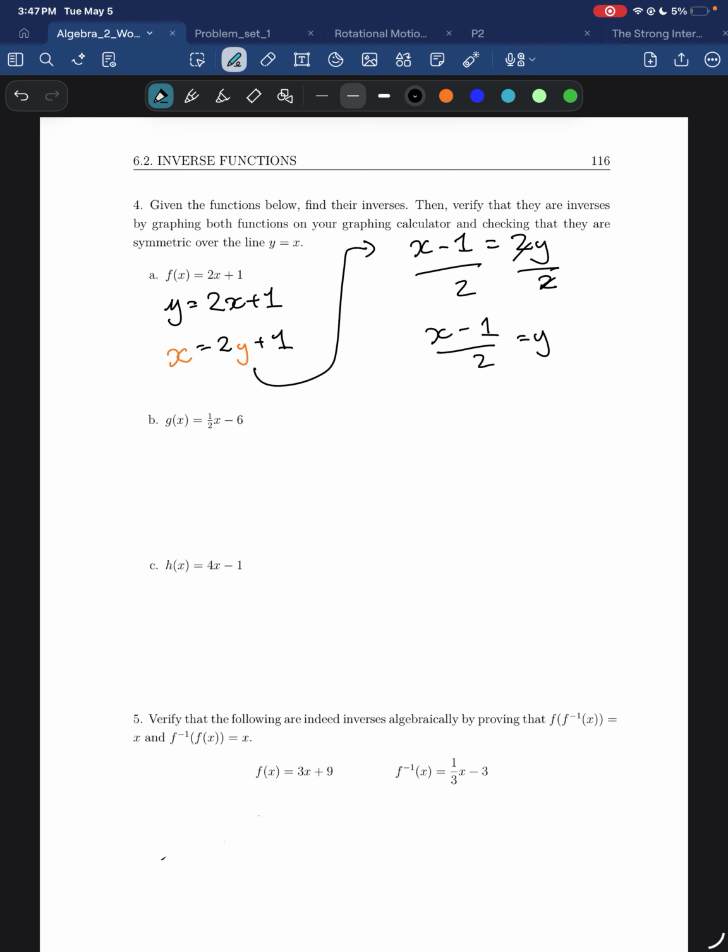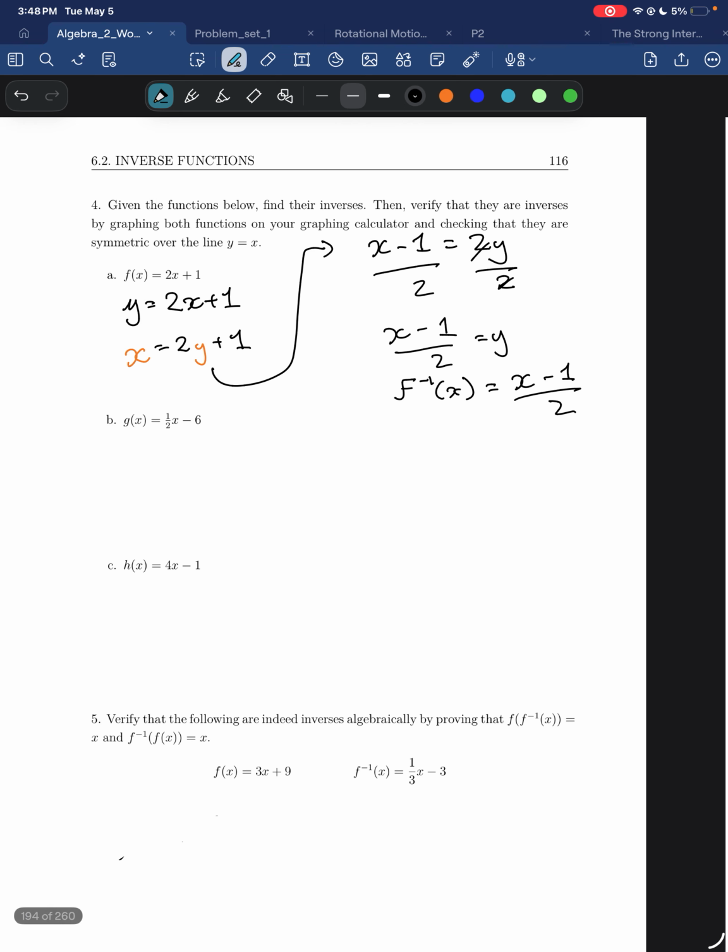So at this stage of the game, you have finished. And that's the inverse function. So in that case, f inverse of x is going to be equal to x minus 1 over 2. That's really it.